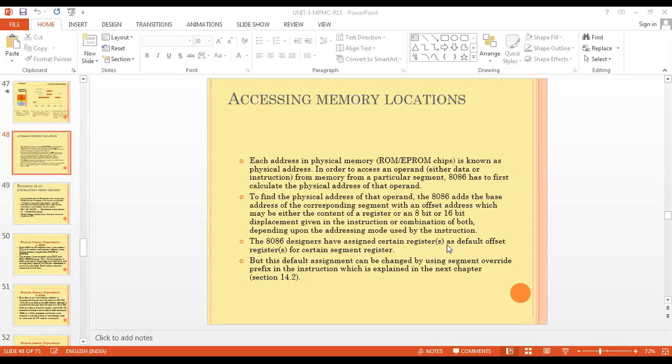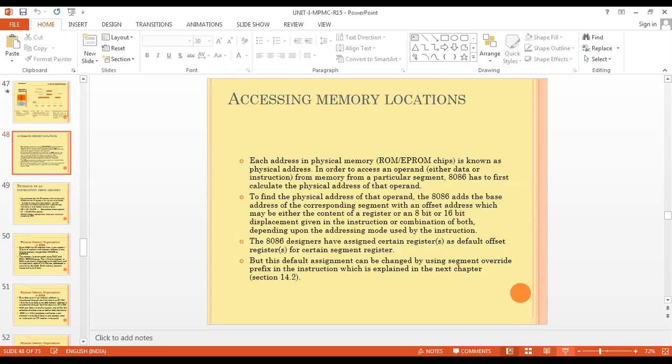Hence, the 8086 CPU contains a module called the address converter. The address converter takes as inputs a base address and an offset address. Based on these two, it generates a physical address of 20 bits.